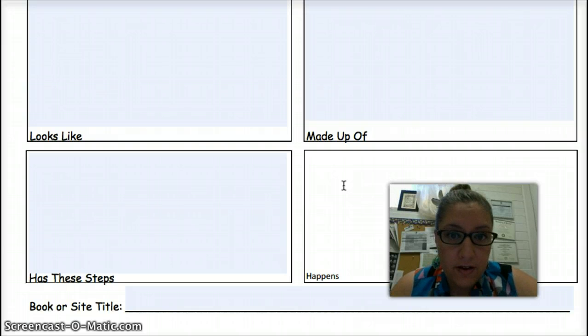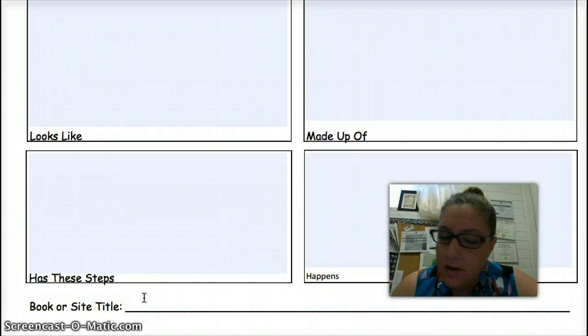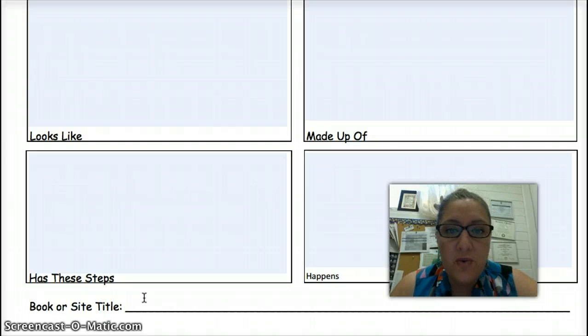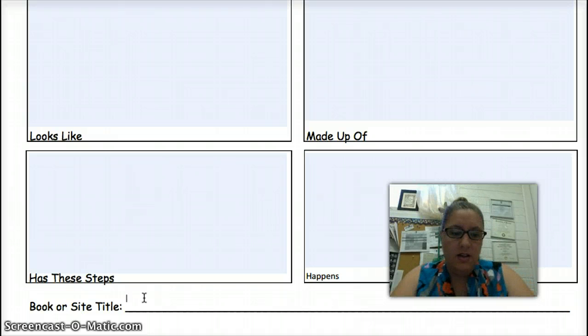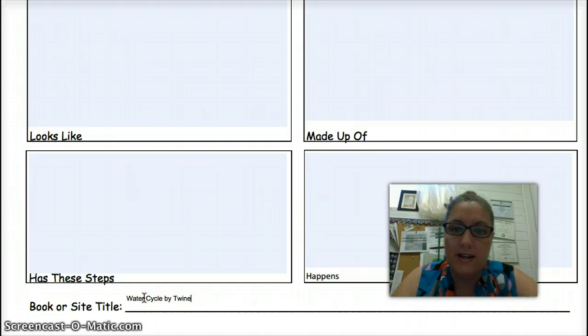Please be thorough. Now down here is a very important part, the title of your book. Please don't forget to write down the title of your book. Otherwise, when you come back next week to continue, you won't know which book you used or you may get confused. So please remember to put the book title. So I'm going to put an example, like water cycle, and then please list the author by Twine. That's the last name of the author of the book I used.